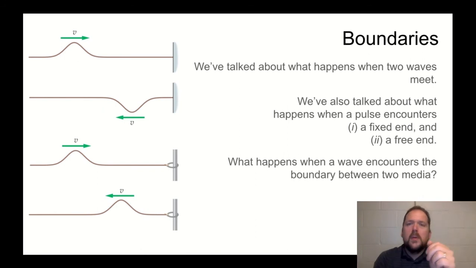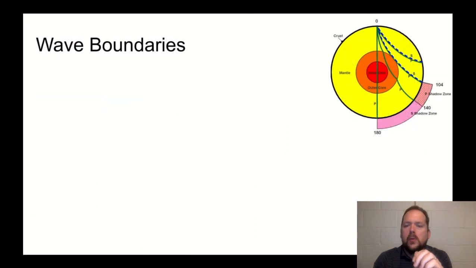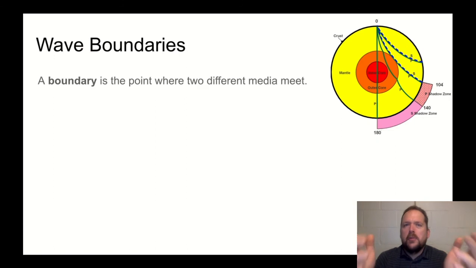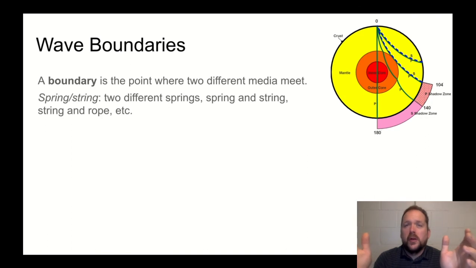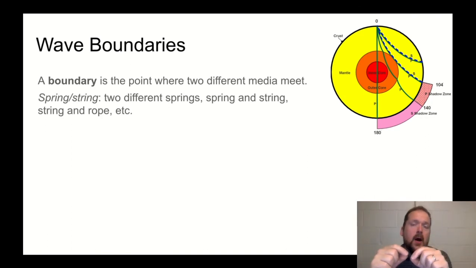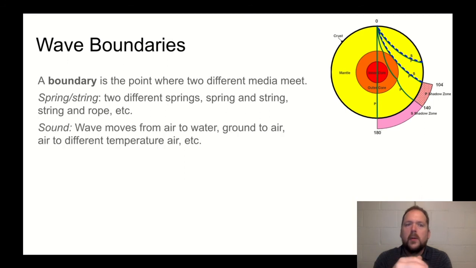Well, first of all, what do we mean by boundary between media? Well, it could be any place where two different kinds of materials meet. So, for example, you can do this with a spring or string. You can tie one spring to a slinky, for example, and you have two springs with different spring constants that are interacting. Or you can tie a spring to a string, or a string to a rope. Any kind of thing like this would demonstrate this phenomena.